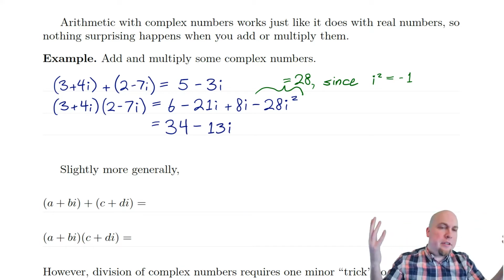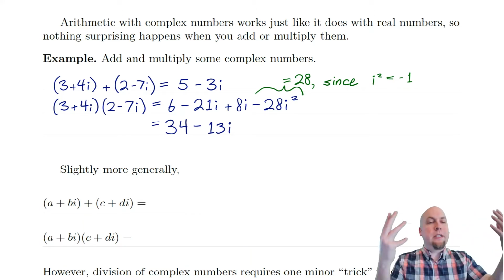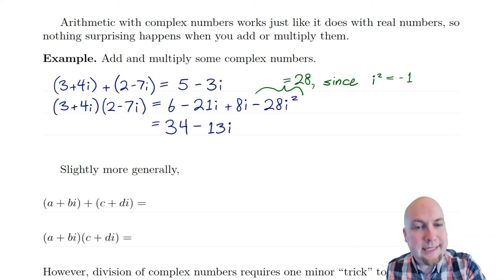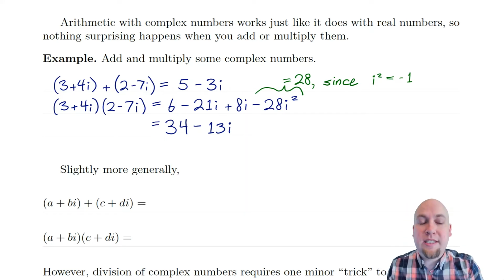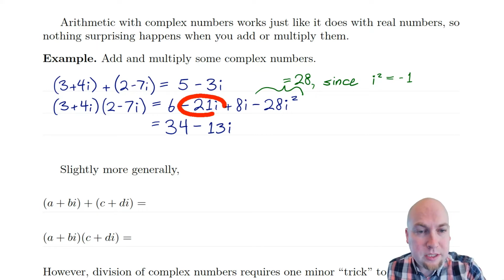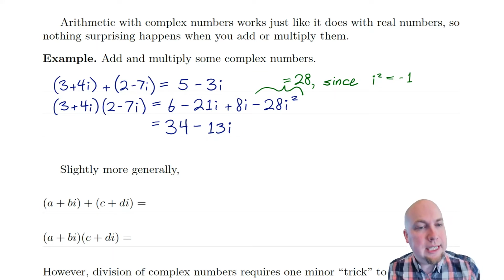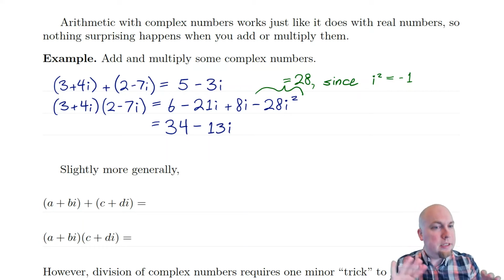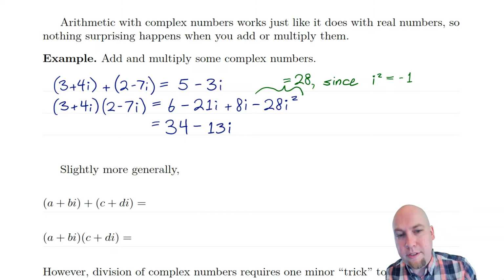Okay, and then again, you can just combine things. What is the real part after this entire computation? Well, it's 6 plus 28 is 34. Okay, and what's the imaginary part? Well, I've got a minus 21i plus 8i. That's going to be minus 13i, okay? Just add up the coefficients, minus 21 and 8. Okay, and then you're done, okay? That's the result of the multiplication.